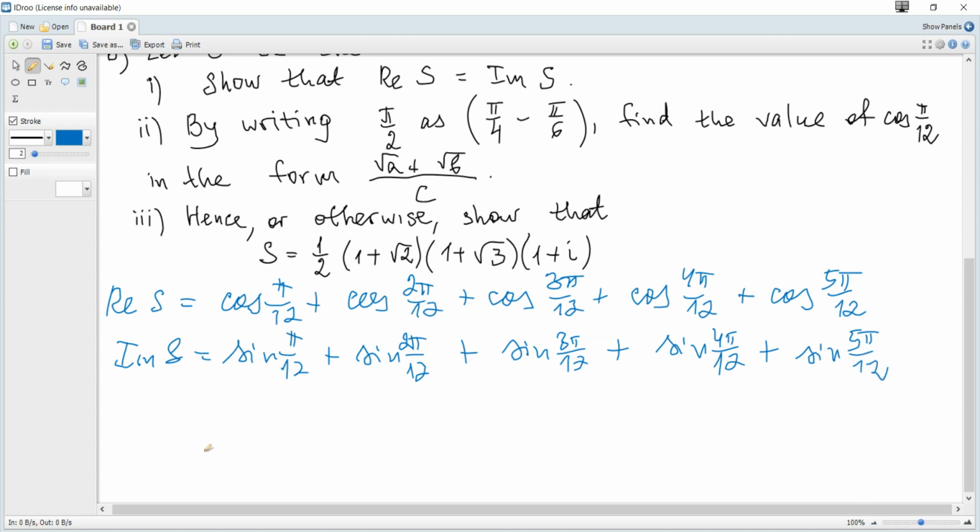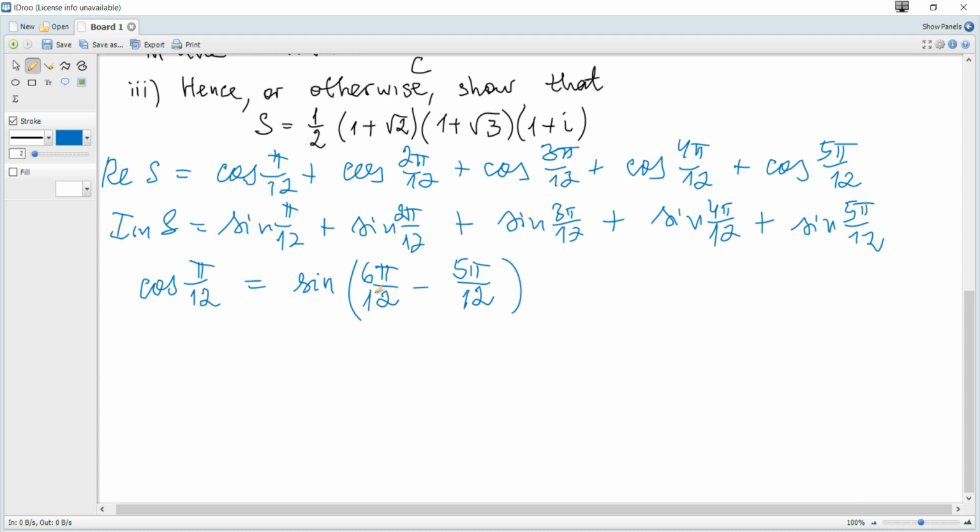We know the next properties. For example, sine 30 is the same as cosine 60, or sine of 90 degrees, or pi over 2, minus alpha, is the same as cosine alpha. So if we consider, for example, cosine pi over 12, it's the same as sine of 90 degrees, or pi over 2 in radians, but pi over 2 is 6 pi over 12 minus 5 pi over 12.